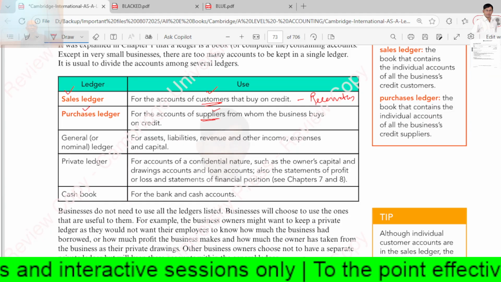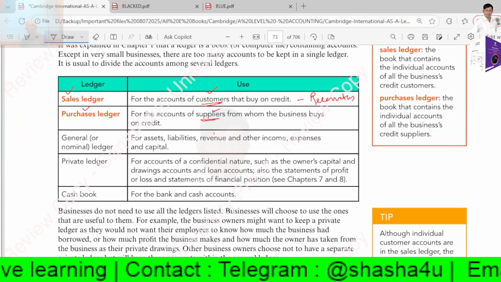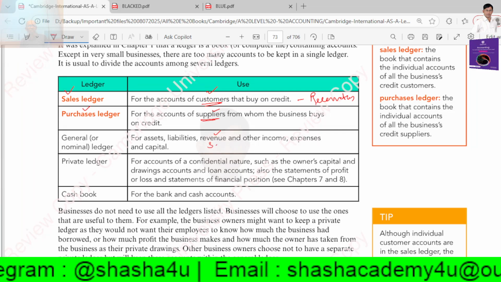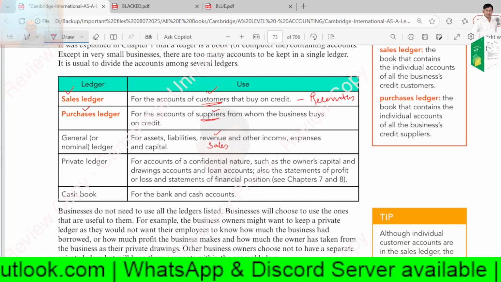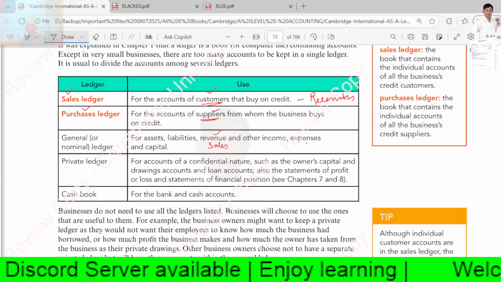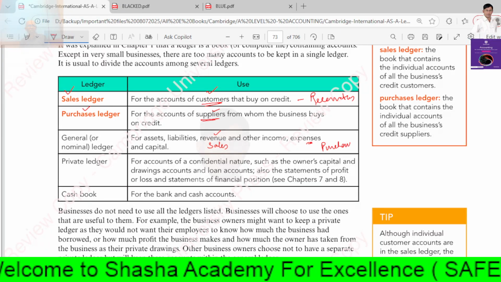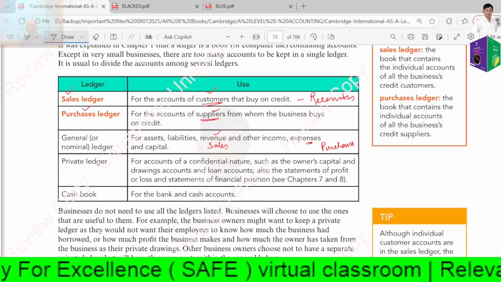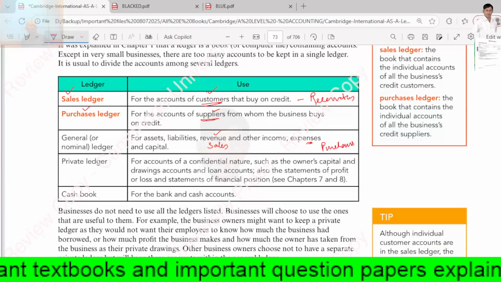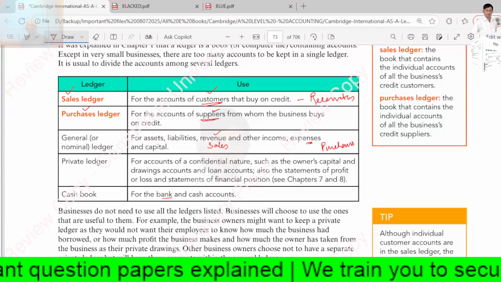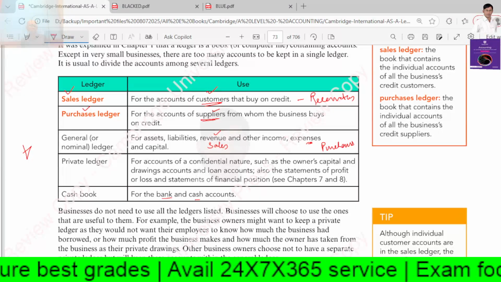General or nominal ledger is for assets, liabilities, revenue, other incomes. Revenue is nothing but sales, so sales are recorded here. Other income is like interest. Expenses, again purchases. All these things are recorded here. Private ledger has nothing to do with cash book, which is for the bank and cash accounts. Very important, often asked in MCQs, so keep a note of this.